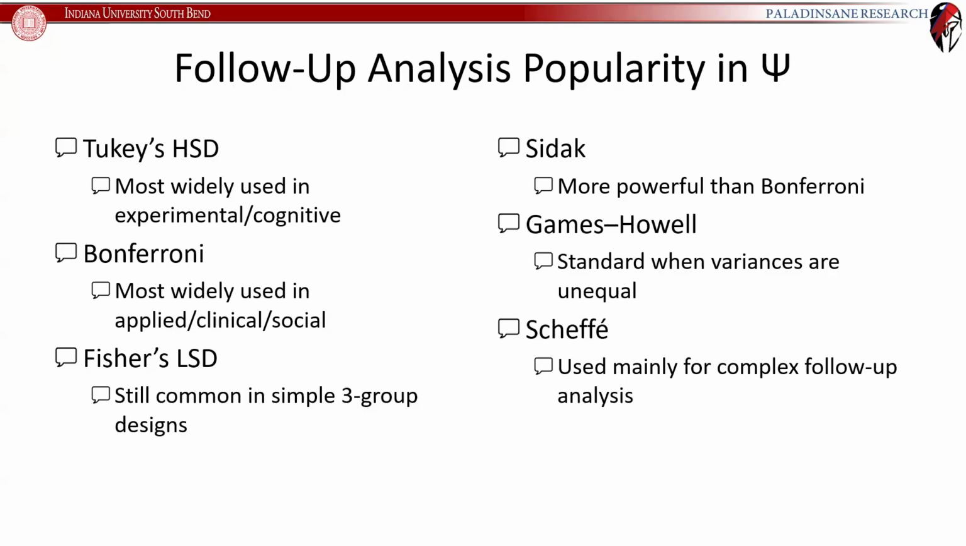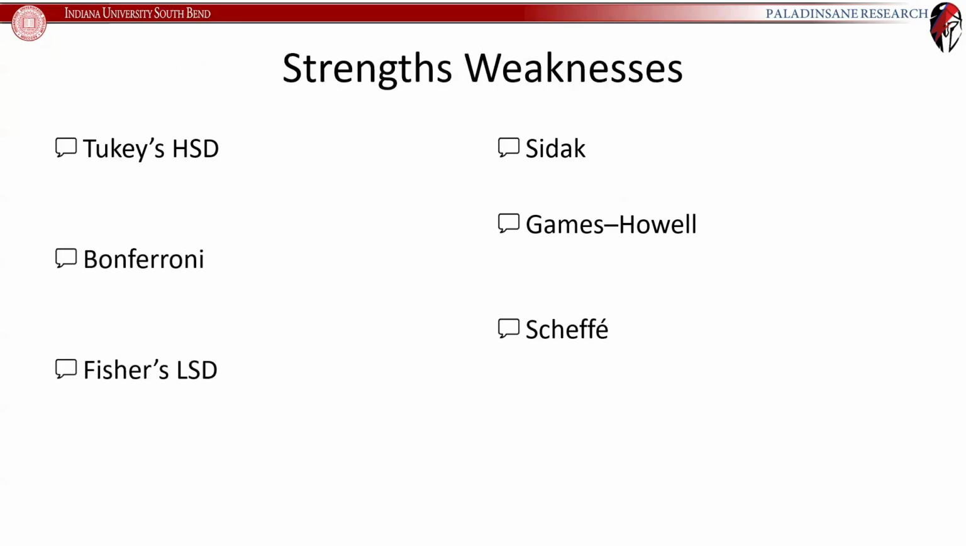So we have 6, and I picked these 6 because these are the most popular ones that are available in SPSS. And there's 6 of them. They exist for a reason. So what are the reasons for it? Well, the reason is because they've got different strengths and weaknesses.